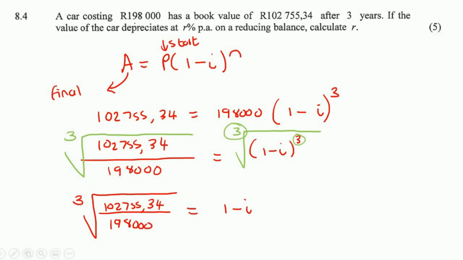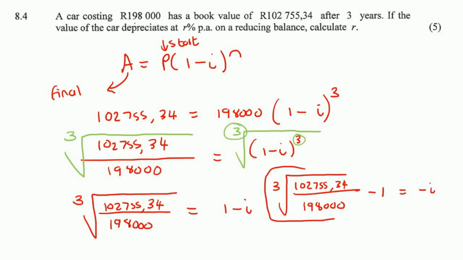The 3 has cancelled. What I then do is I take this I, well you don't have to, we can actually leave it on the right hand side as a negative. And then on the left hand side we would have the cube root, and then I'll just say minus 1. And then I can go type this on my calculator now.